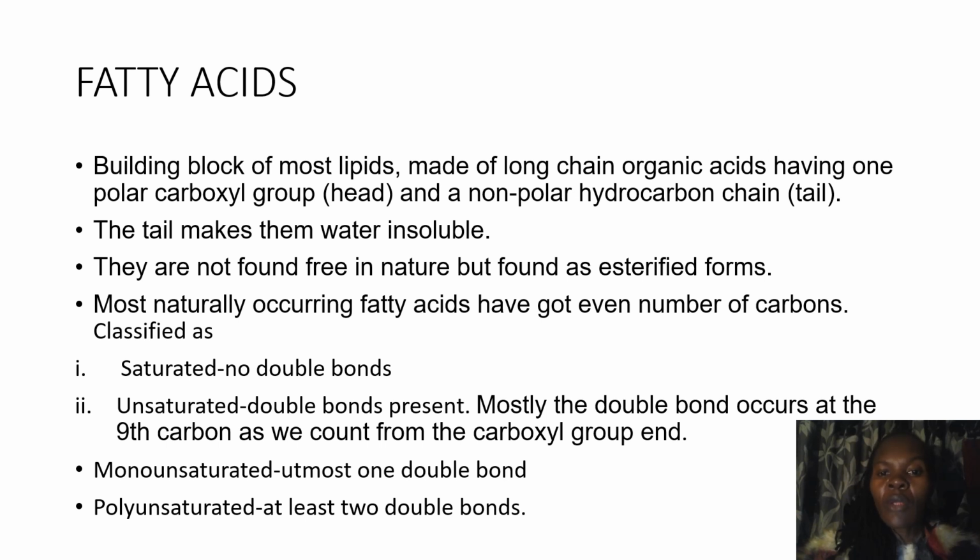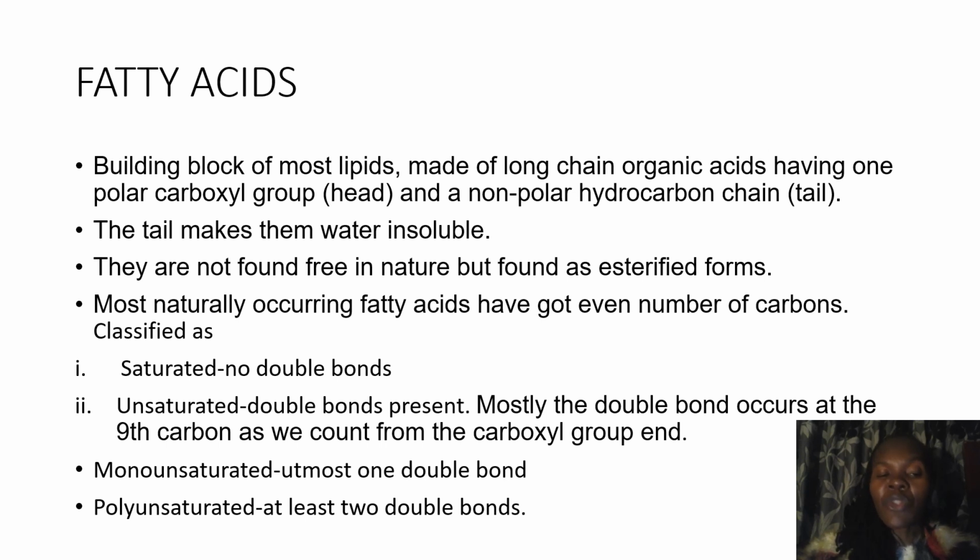Most fatty acids exist as even-chained. If you talk about even numbers, the numbers which are divisible by 2, whatever we learned in primary school, so 2, 4, 6, 8, 10, 12. Most of these fatty acids have an even number of carbons. They are classified as saturated and unsaturated. For the saturated fatty acids, if you look at their structure, there is no double bond. And for the unsaturated, there is a double bond.